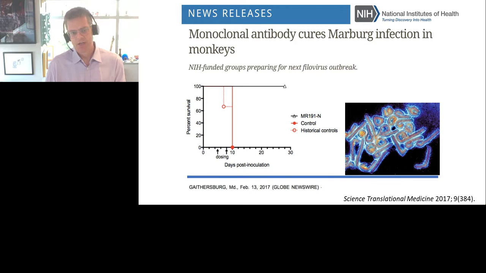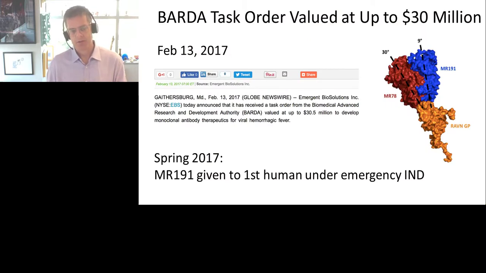So the NIH was excited about this and put out a press release, and furthermore, because of the promise of this antibody, the United States has a particular agency that supports manufacturing called BARDA, and you're aware of BARDA from the news now because they're very involved in supporting COVID manufacturing efforts. So BARDA put a significant amount of money into moving this antibody, MR191, into manufacturing, and this essentially will be the drug for Marburg that's available.